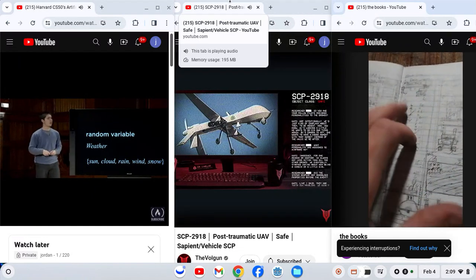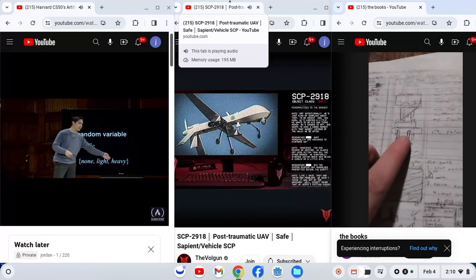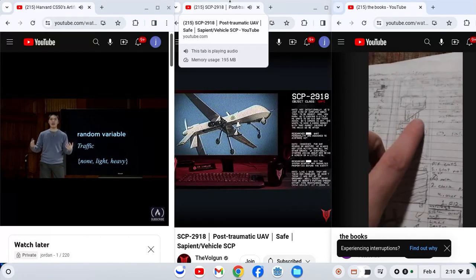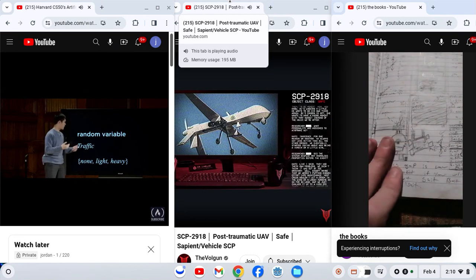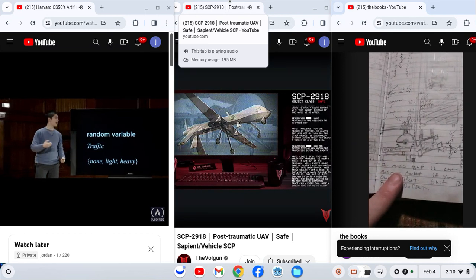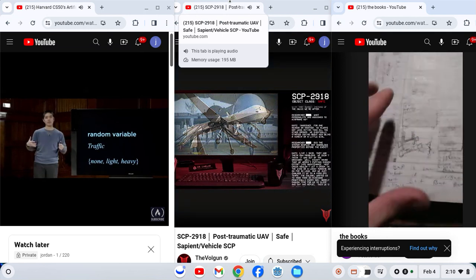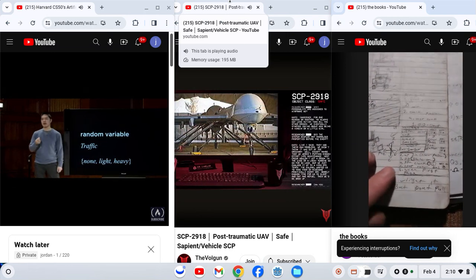Other random variables might be something like traffic. What are the odds that there is no traffic, or light traffic, or heavy traffic? Traffic in this case is my random variable, and the values that random variable can take on are here. It's either none, or light, or heavy. And I, the person doing these calculations, the person encoding these random variables into my computer, need to make the decision as to what these possible values actually are.